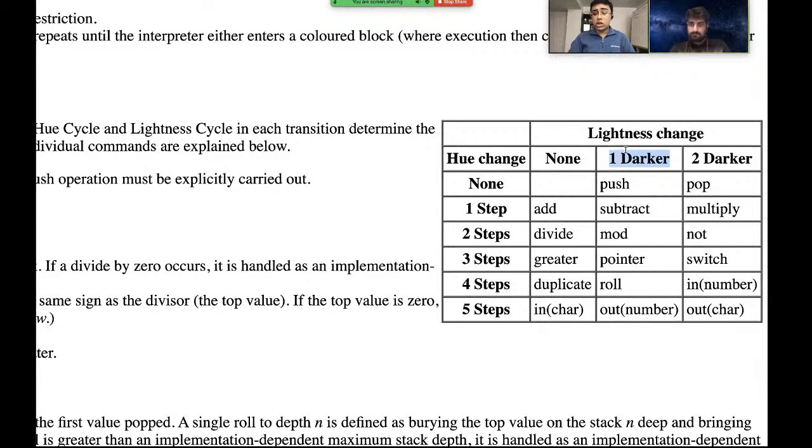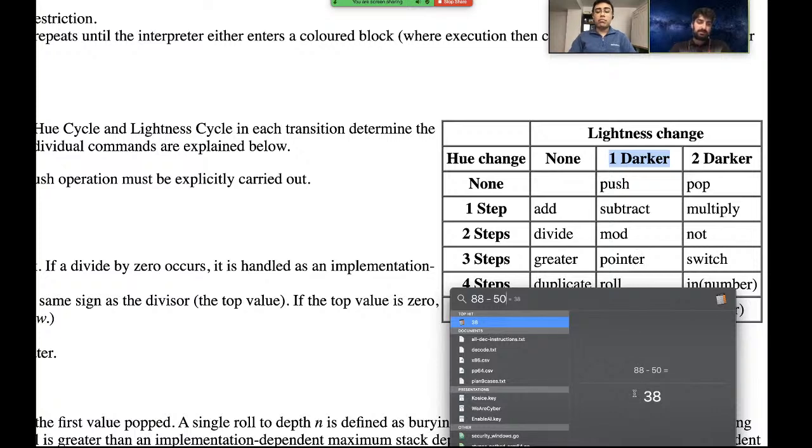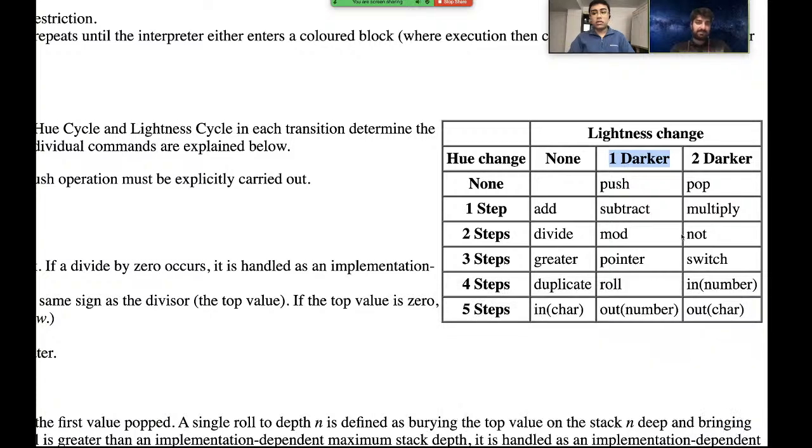That means it's one darker and no hue change. Okay, that makes sense, because the hue was the same. But then we went from 88 to 50 for lightness. Can we go to the next step, the one below it? Sure, but my prediction is that 38 individual changes in L value would count as one darker or two darker. Let's make sure that's the case for the second one.